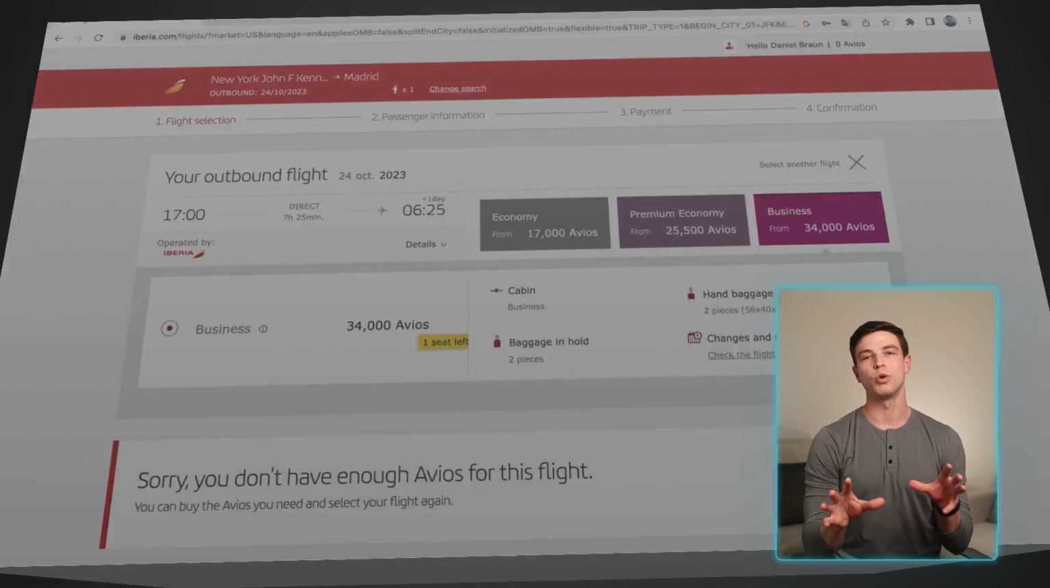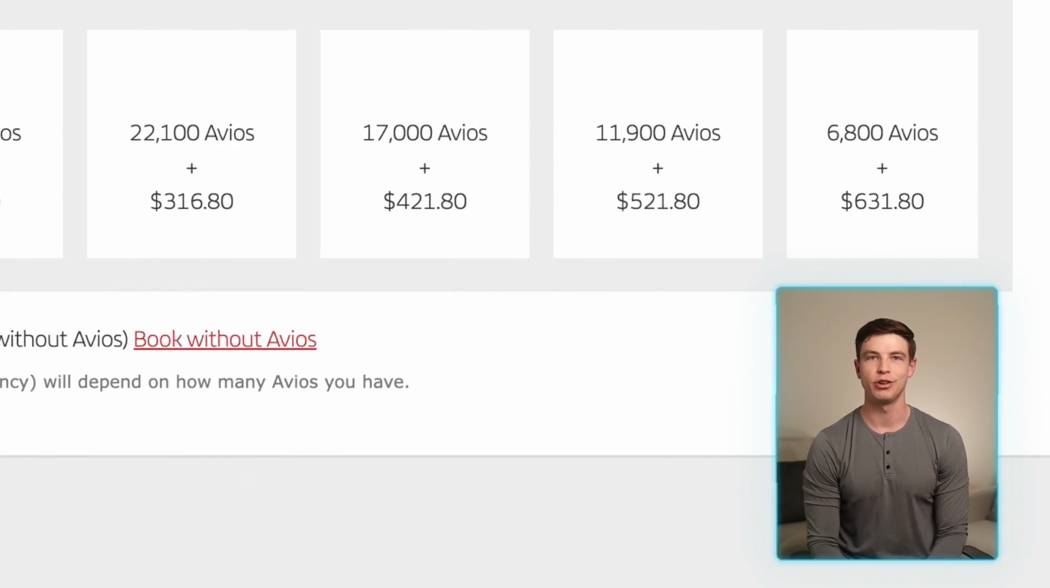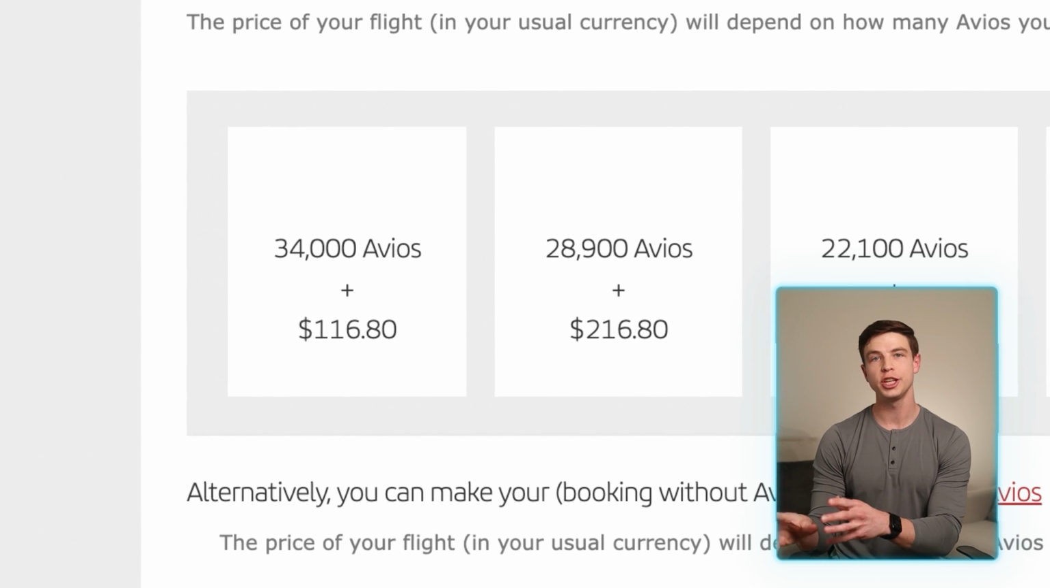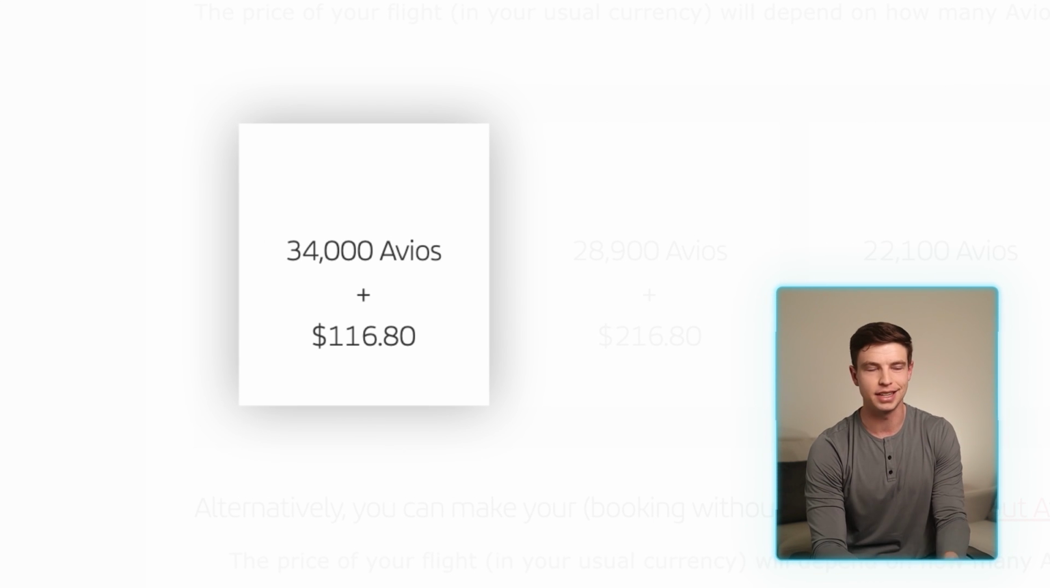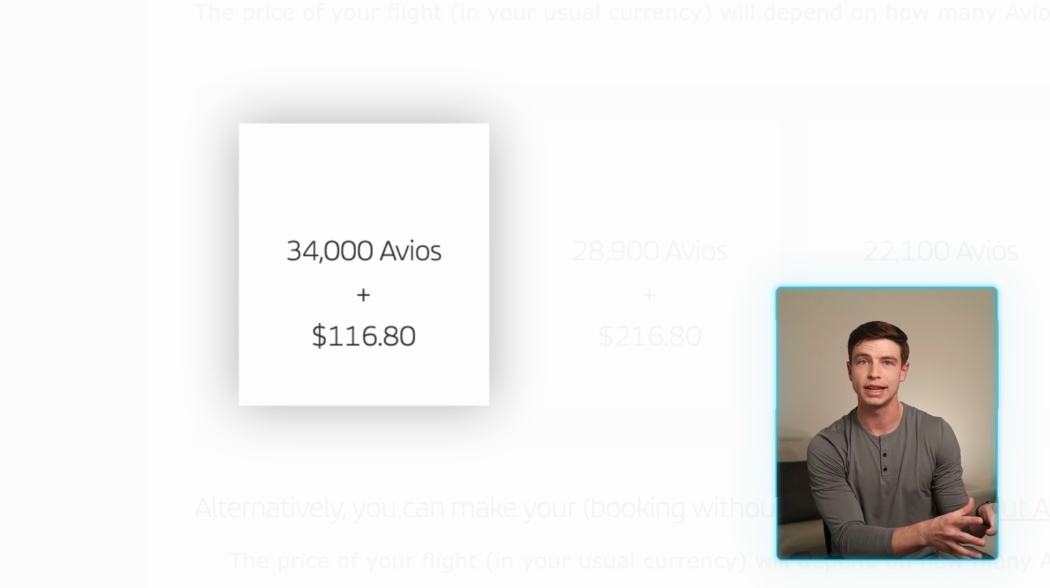Now, if we scroll down, we'll see that in addition to 34,000 Avios, which we can transfer from 34,000 Chase points at a 1-to-1 rate, we also have to pay $116.80 in taxes and fees for this international flight, which isn't that bad compared to some other award tickets with some other airlines. So we'll take note of that for when we go to calculate the cent per point value. But next, let's go ahead and find the cash price for the same ticket.